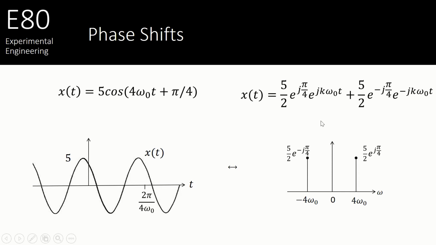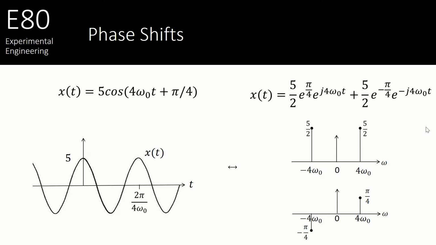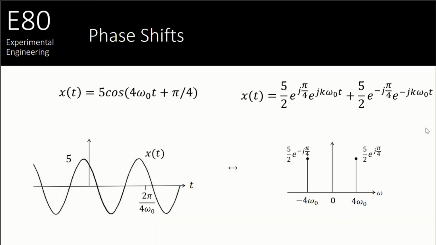So we've got 2 terms, each of amplitude 5 over 2. So you see the 5 over 2. And they're at the different frequencies of negative 4 omega naught and 4 omega naught, corresponding to the appropriate frequencies where k equals 4. But we've also added in an e to the negative j pi over 4 to complete this scaling coefficient, and an e to the j pi over 4 to complete this scaling coefficient. That's one way to display the phase with your stem plot.